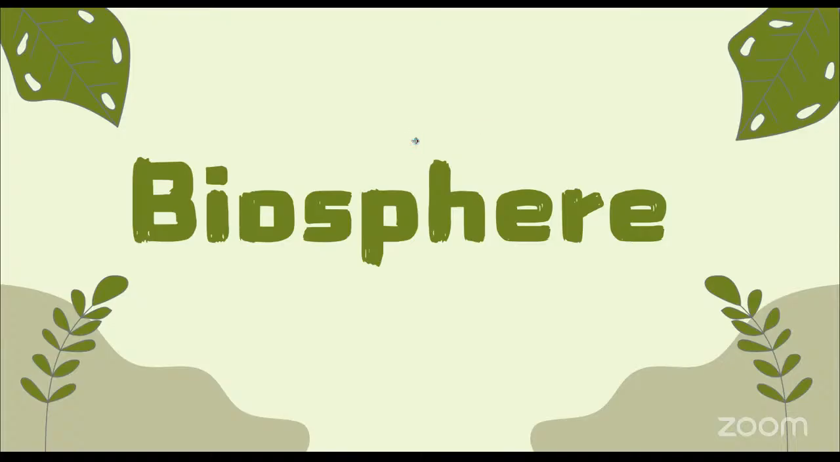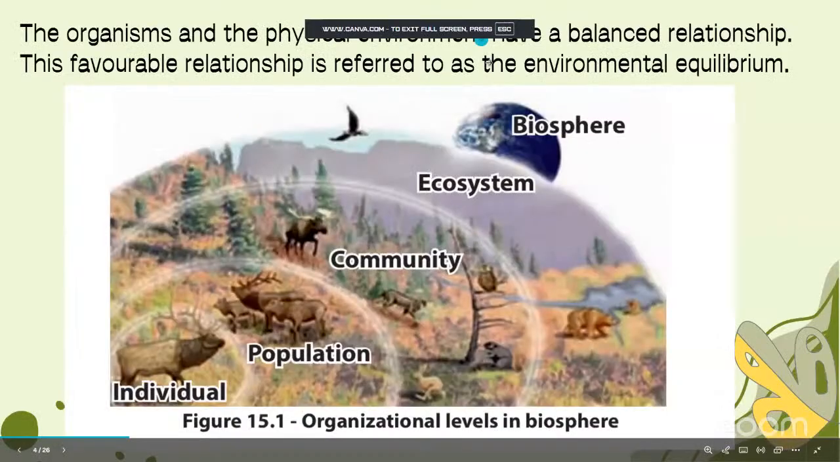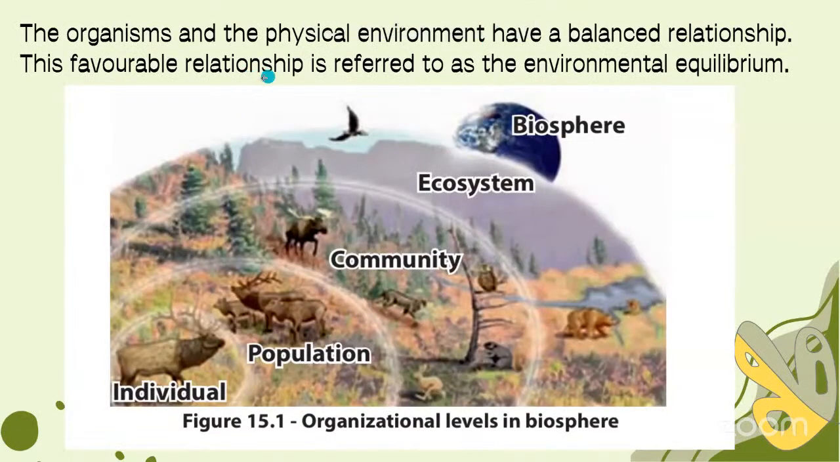First we have to talk about the level of organization, how our environment is organized. I have given you the definition of environmental equilibrium. The organisms and the physical environment have a balanced relationship, and this relationship is referred to as the environmental equilibrium. That means we have living things and non-living things in the environment. Living things are plants, animals, humans, basically us.